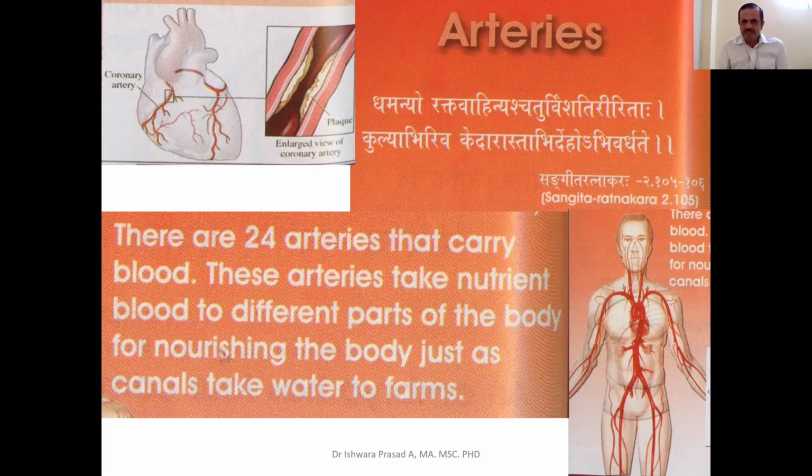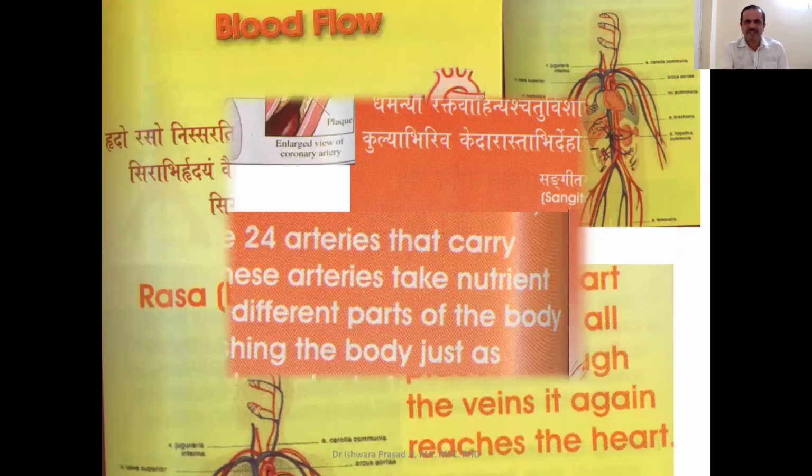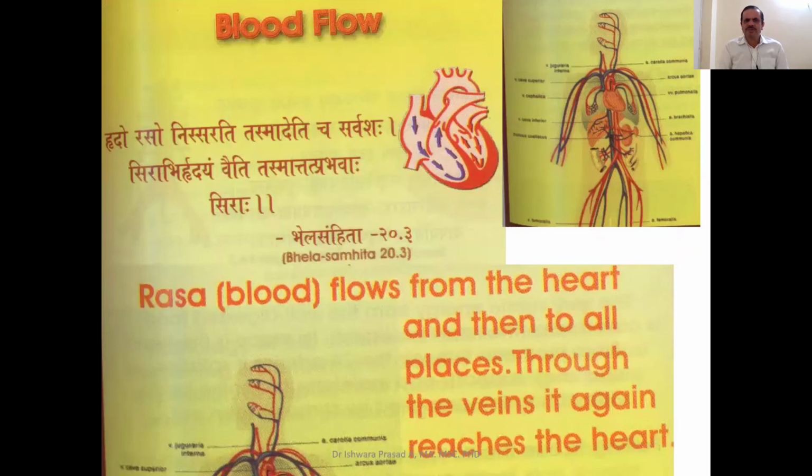So this is how the arteries are mentioned in Sangeeta Ratnakara. Even the blood flow is also mentioned in Veda Samhita. Hrudo raso nisarati tasmadeti jasarvashaha sirave hridayam vaiti tasmat tat prabhavaha siraha. Rasa flows from the heart. Rasa means blood. It flows from the heart and then to all the places. Through the veins, it again reaches the heart.